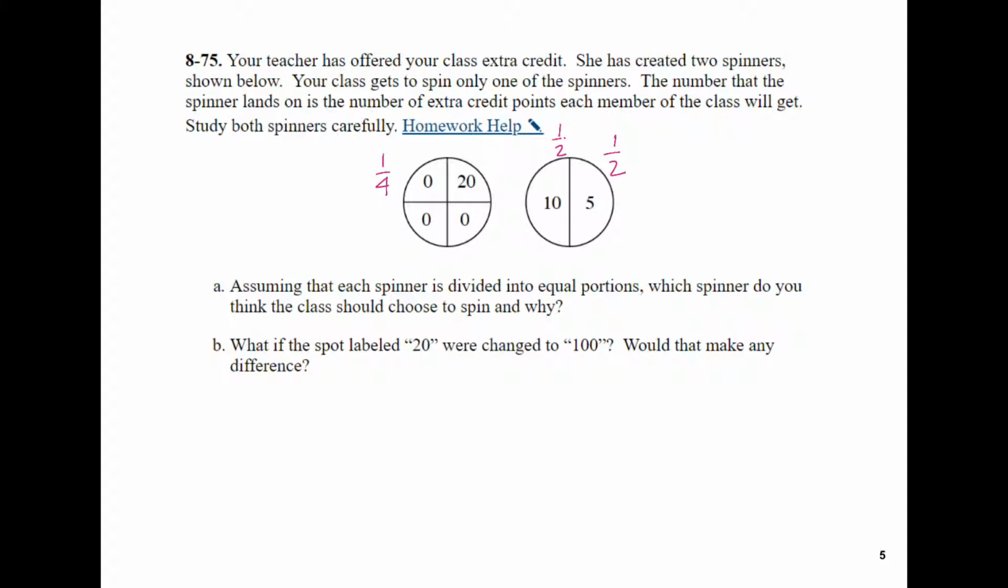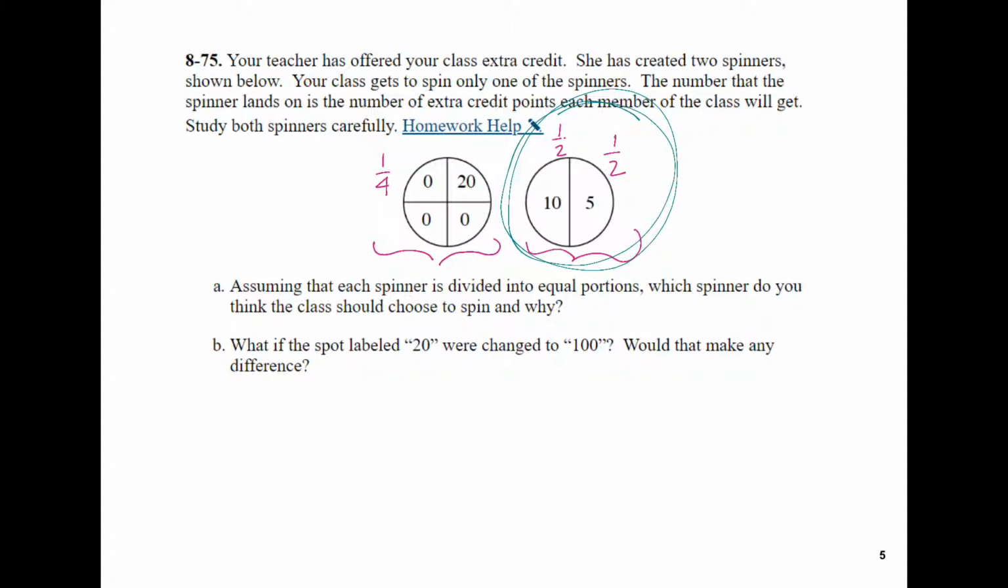So looking at these two options, back to question A, which spinner would make sense to choose? Well, looking at this spinner on the right, the chances of earning more extra credit points would add up faster than choosing the spinner on the left, because the probability of getting a 20 is only a 1 in 4 chance, and the spinner on the right would give us either 5 points or 10 points, and it's going to give us points regardless either time.